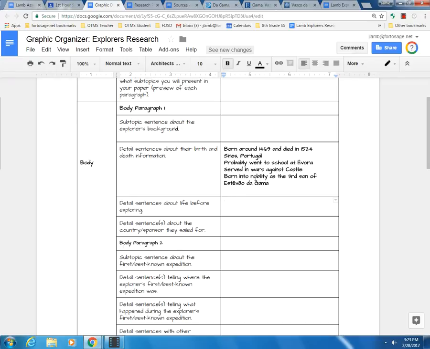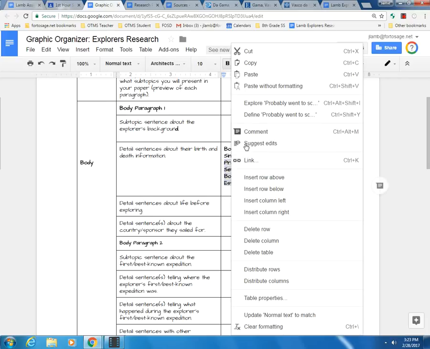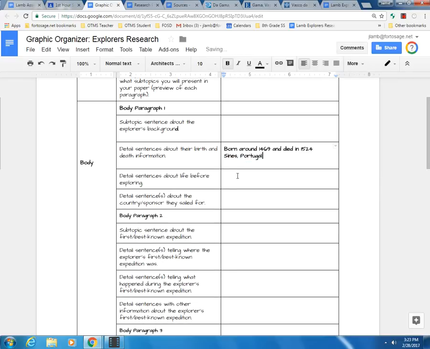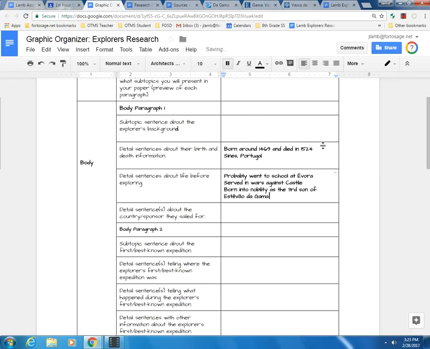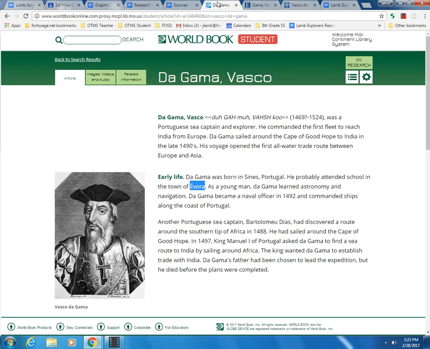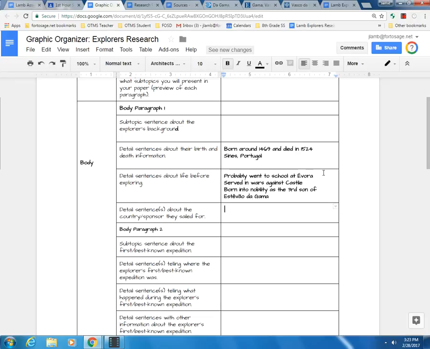So this is birth and death information. This is life before exploring. So I would probably just actually copy this, and it probably would fit better in this box right here. Okay, because this is the birth and death. This is life before exploring. And then the country he sailed for is clearly Portugal, because that's what it continues talking about, but another Portuguese sea captain. And then it talks about Portugal asked Da Gama to find a sea route to India by sailing around Africa. So clearly the answer is, sailed for Portugal.